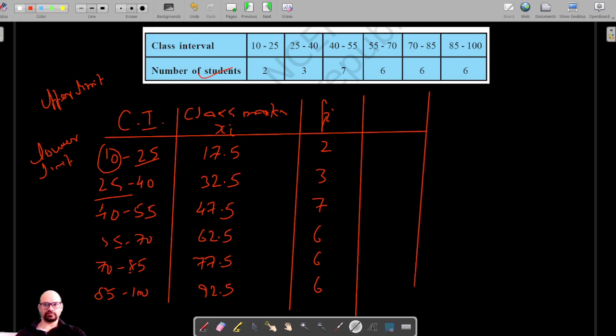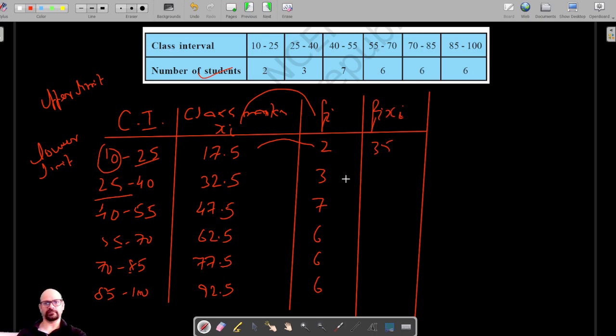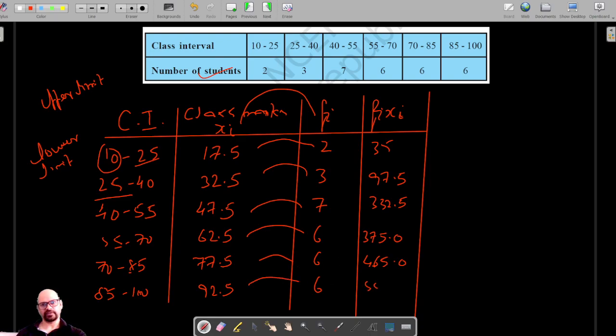Now we are going to multiply this xi with fi. So 17.5 into 2 is 35. This is the column for fi into xi. Now 32.5 into 3 is 97.5. 47.5 into 7 is 332.5. 62.5 into 6 is 375. 77.5 into 6 will give me 465, and 92.5 into 6 will give me 555.